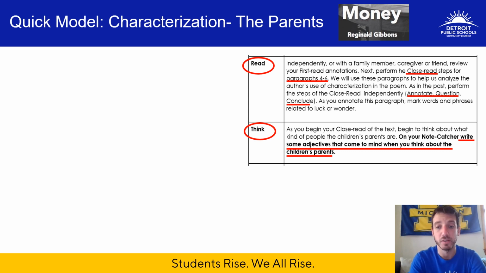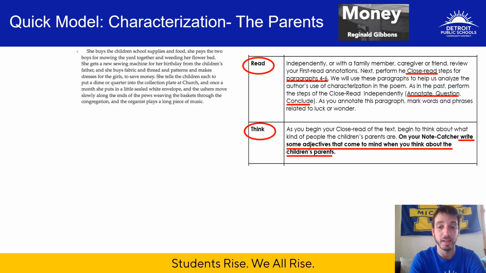So I thought the best way to model this for you would be to read each paragraph with you, paragraph 4, paragraph 5, and paragraph 6. And then after each paragraph, engage in a think aloud and model for you 2 different adjectives that I'm going to pull out for the parents based on what I read there. So I encourage you to find way more than 2 adjectives. You also may find different adjectives than what I list here, which is totally fine. But I'm just going to model for you my thinking when I have to make assumptions and inferences about the parents and use adjectives to describe them.